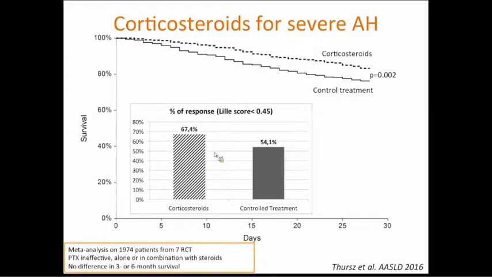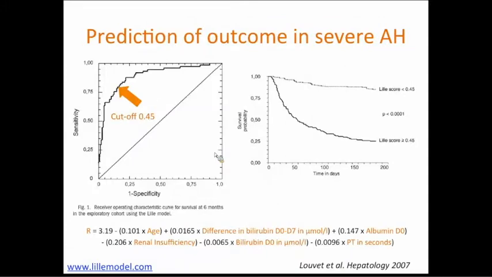So these are the very recent data based on almost 2,000 patients from 7 randomized controlled trials, confirming again the impact of prednisolone in alcoholic hepatitis. But again, no difference in 3 months or 6 months survival. So again, it's not an ideal drug. So patients will take benefit from the molecule, but some won't.